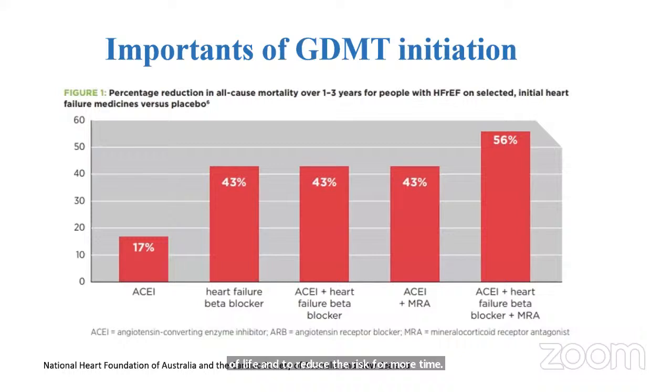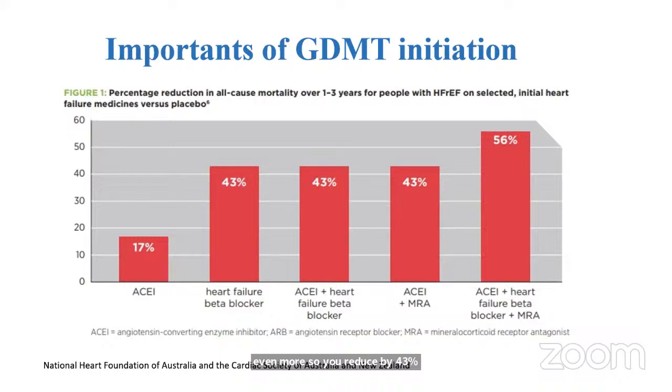So, like I said, why is there so much talk on GDMT? Because if you can see this chart, I got it from the National Heart Foundation of Australia and New Zealand. If you just start the patient on a single pillar, which is an ACE inhibitor, there's actually a 17% reduction in all-cause mortality in a patient with heart failure in 1 to 3 years. But when you increase it to 2 pillars, the reduction is even more. So you reduce by 43%.